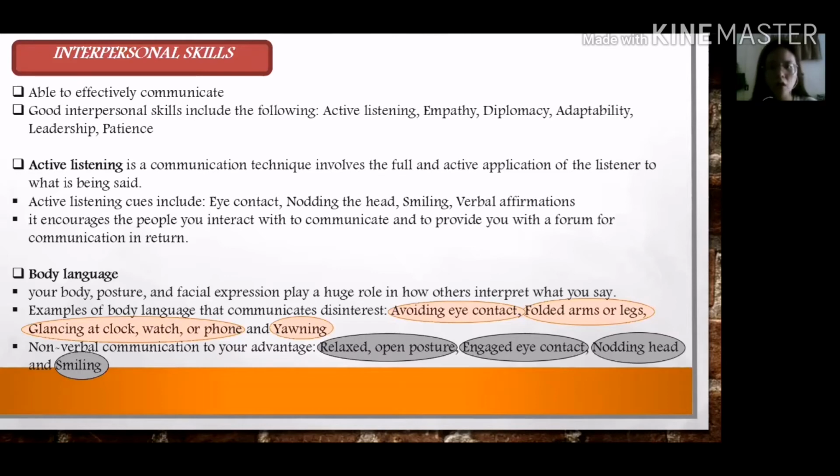Active listening encourages the people you interact with to communicate and to provide you with a forum or a communication in return. For body language, a dentist's body posture and facial expressions play a huge role in how the patients interpret what he or she says.